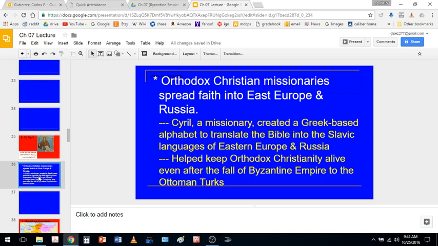So as the Slavic people of Europe and Russia began to adopt Christianity, they also began to be educated because they believed, of course, that they have to read and understand the Bible in order to be good Christians. So by spreading into Europe and into Russia, Orthodox Christianity will continue even long after the eventual fall of the Byzantine Empire.